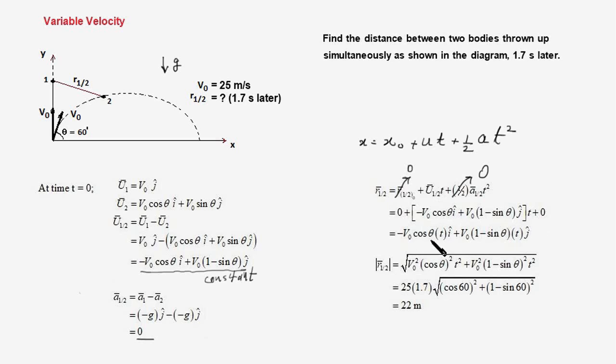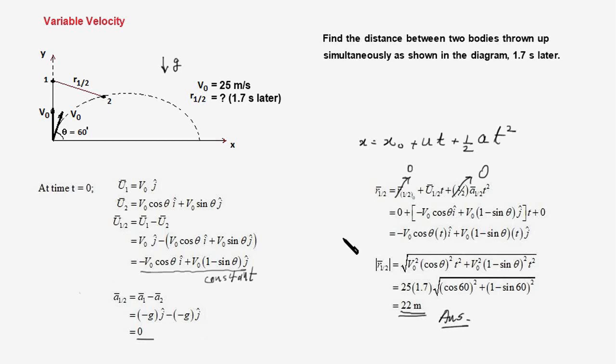So this is the vector notation for the displacement at time t, and now we take its magnitude. So that will be equal to square root of the i component square and j component square. That is what this expression says. And now we plug in the value of t, which has been given as 1.7 seconds, and we get the result as 22 meters. So that's our answer.